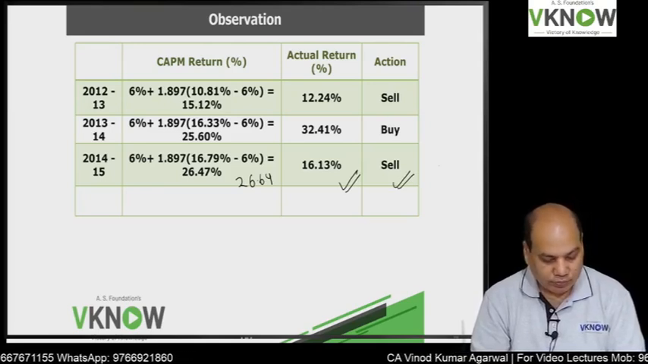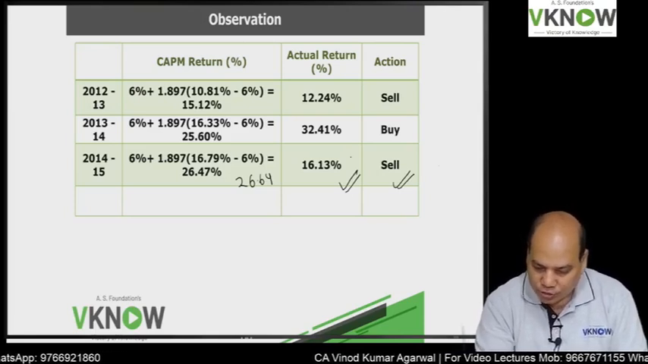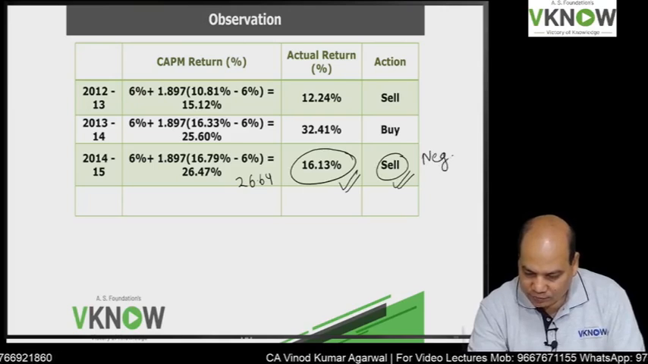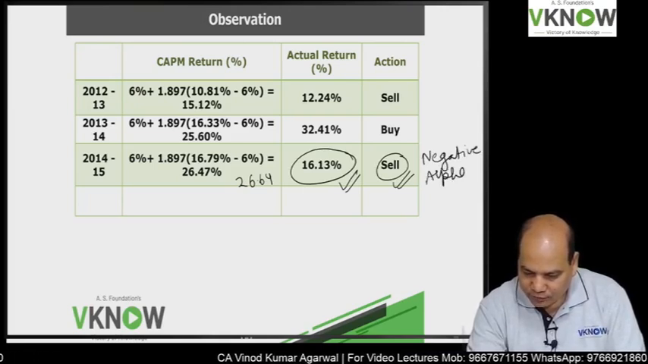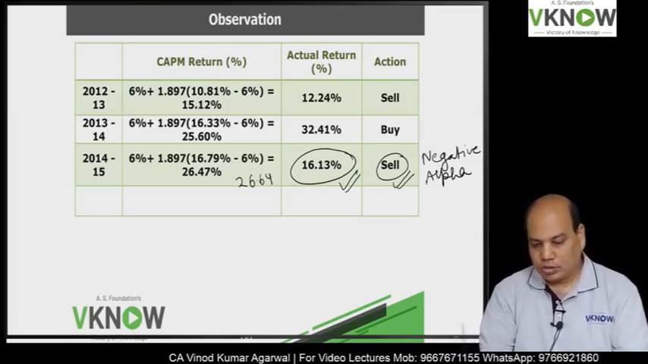Good question. Cabra has also got the same answer. Now in this year actual return is less, so sell. This is negative alpha. Negative alpha stock should be sold.